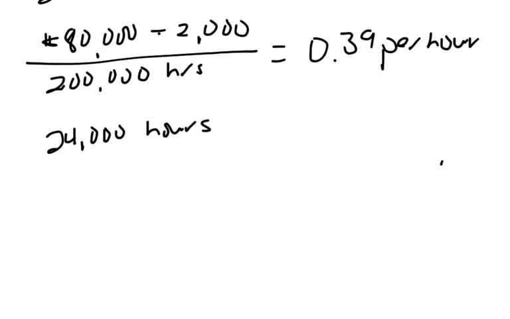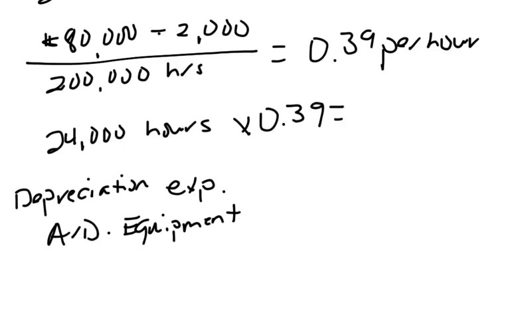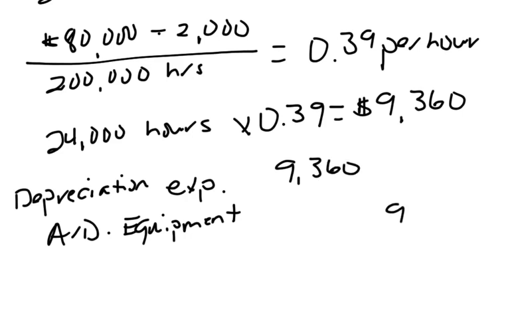So what would my depreciation entry look like now? You still got depreciation expense. And you still got accumulated depreciation for equipment. How do we figure out the number? Well, we know we had 24,000 hours. We're going to multiply that by the 39 cents per hour. So that means that we're going to depreciate a total of $9,360 for this period, or this year. So that is the amount of our depreciation entry.